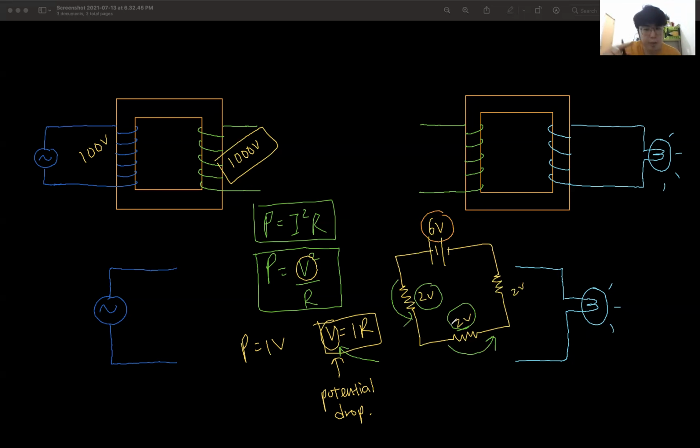The 6 volt is the transmission voltage. Okay, it is not the potential drop. The 2 volt is the potential drop. That's why this formula, the V, is potential drop. So you have to be careful. If you put 1000, then wrong. So power loss is better if you can use this formula. It's the current. Okay, so power loss is P 等于 I square R.